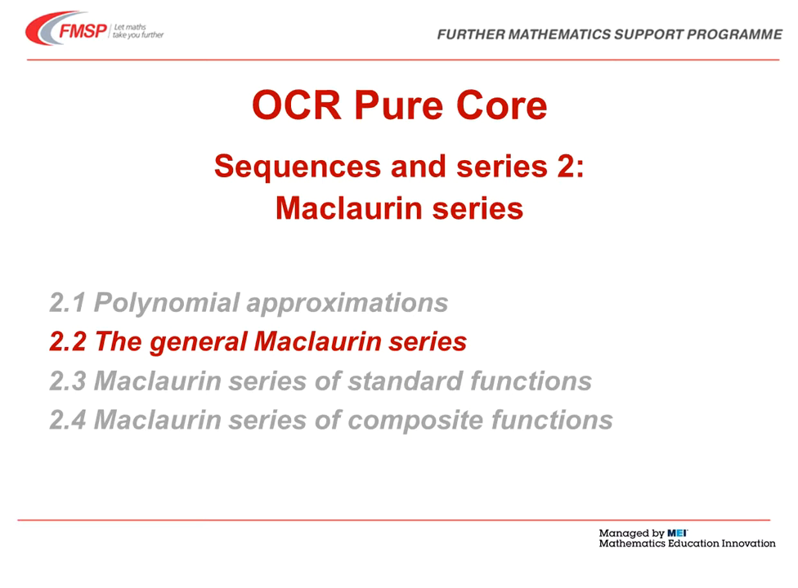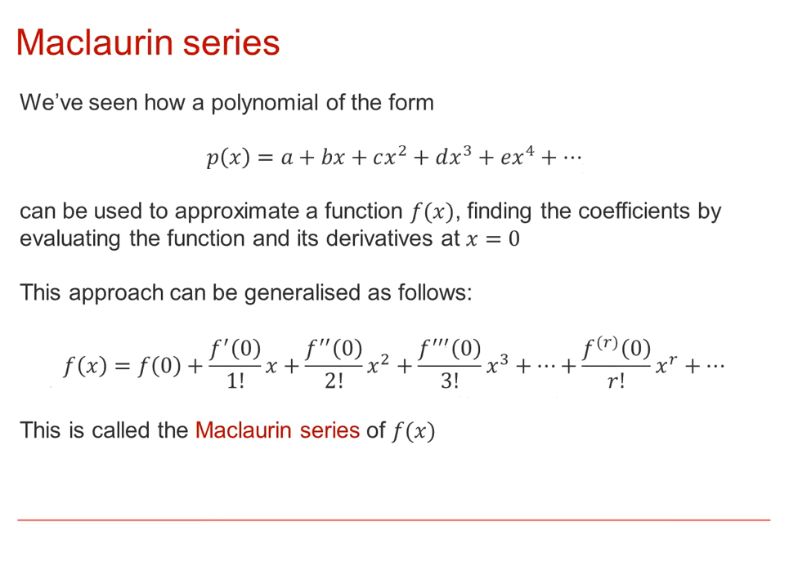Hello, this is the second video of the second Sequences and Series section on the Maclaurin series for OCR Pure Core Further Mathematics. This video will look at the general Maclaurin series. We've seen how a polynomial of the form p(x), as shown here, can be used to approximate a function f(x) by finding the coefficients by evaluating the function and its derivative at the point x equals 0. The textbook gives more details of this derivation.